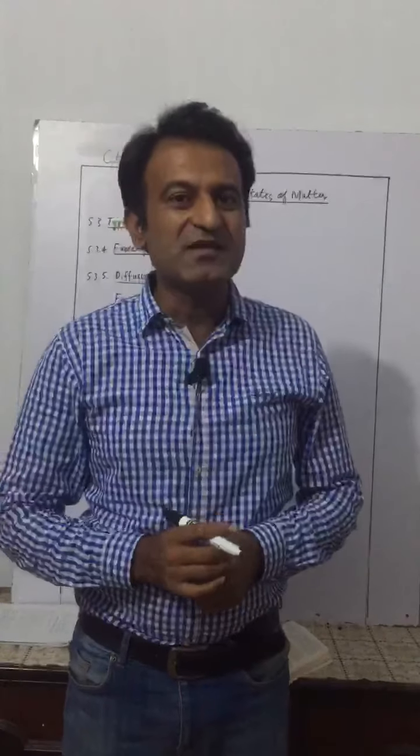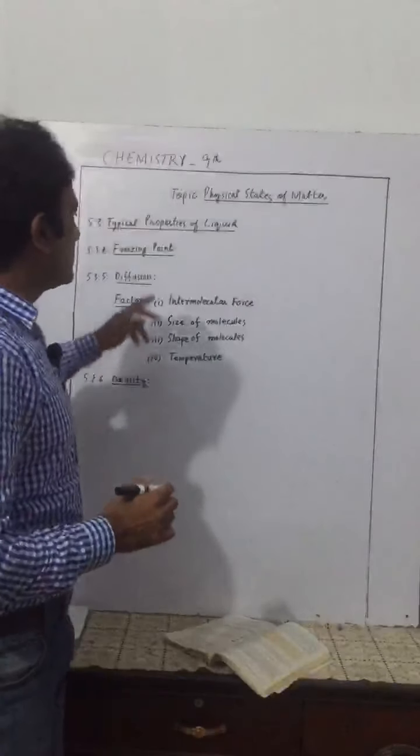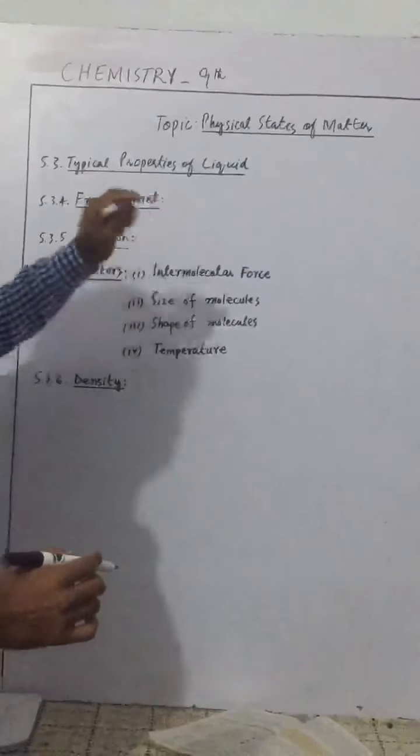Well, today we'll discuss the typical properties of liquids that we haven't done in our last lecture. Today we'll discuss freezing point, diffusion and density. What is the freezing point?